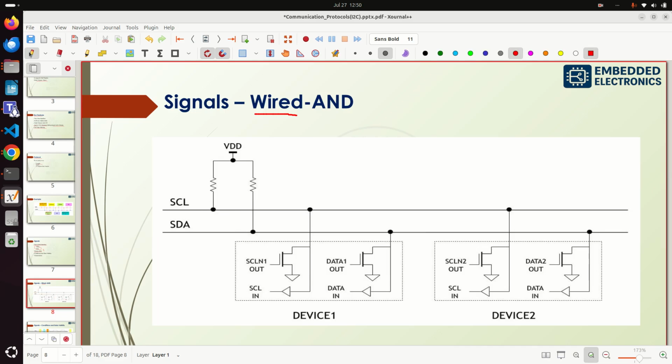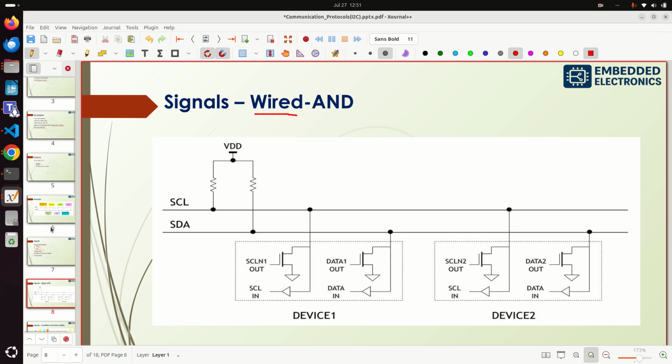So now we achieved the other half of the part, which is AND. So this is nothing but AND. Half the part we achieved with the wiring and the other half with AND. So that is about the wired AND. In case of AND, 0 is the dominant bit. The same thing happens with respect to the clock as well.